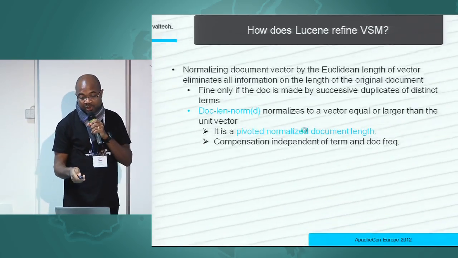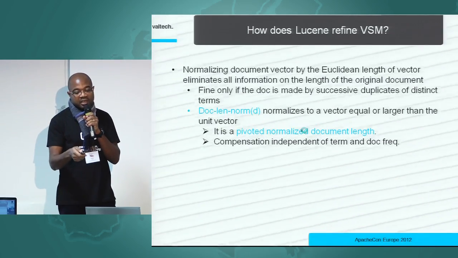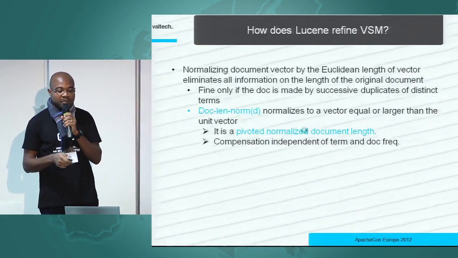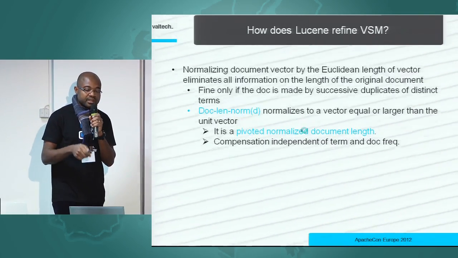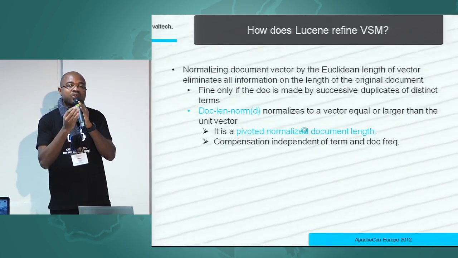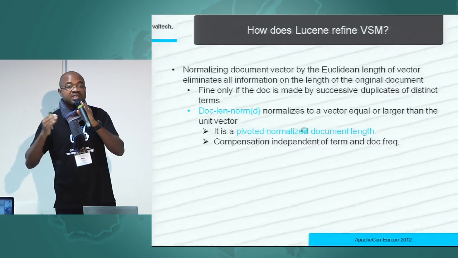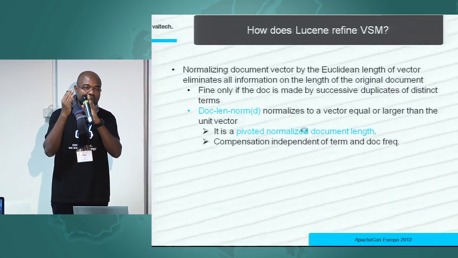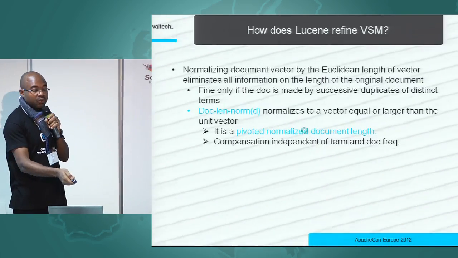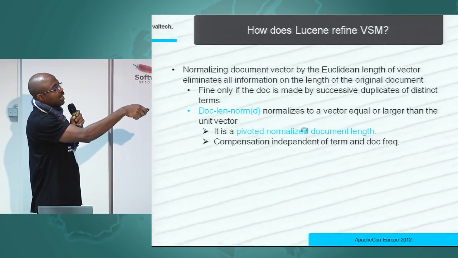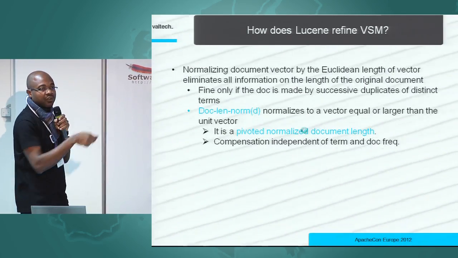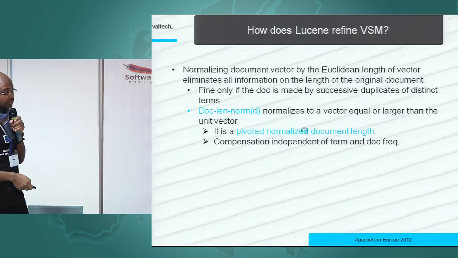Normalizing documents by the Euclidean length removes all information about the length of the document. It is fine if the document is made by successive duplicates of distinct terms, but if your document is long and contains distinct terms, if you normalize with the Euclidean norm, you lose a lot of information. That's why Lucene introduced doc-length norm. You will see it in the formula; it is just a compensation independent of term and document frequency.